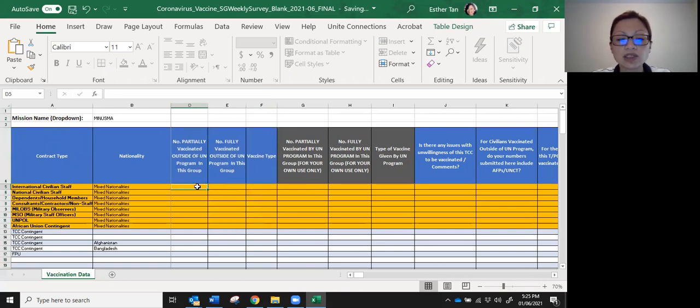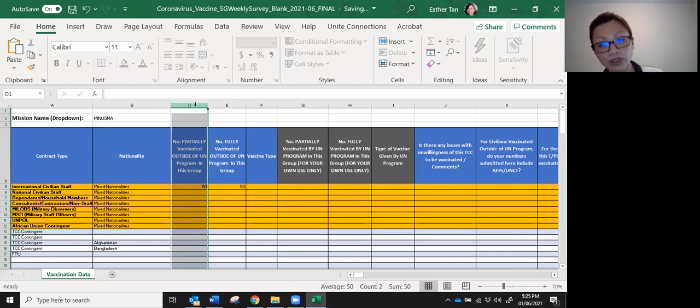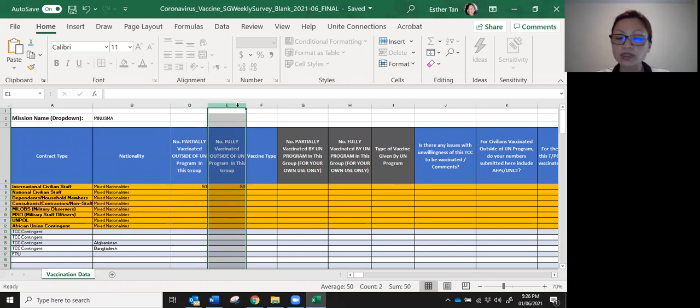So let's say maybe international staff, maybe you have 50 that were partially vaccinated, and then you have another 50 that were fully vaccinated. And just to say that every individual should have a status. So they should be either partially vaccinated or fully vaccinated. So you don't want to have any double counting. If someone only got, for example, 1 dose of AstraZeneca vaccine, then they should be considered as partially vaccinated. If the person has already finished a full course, they should be considered fully vaccinated.